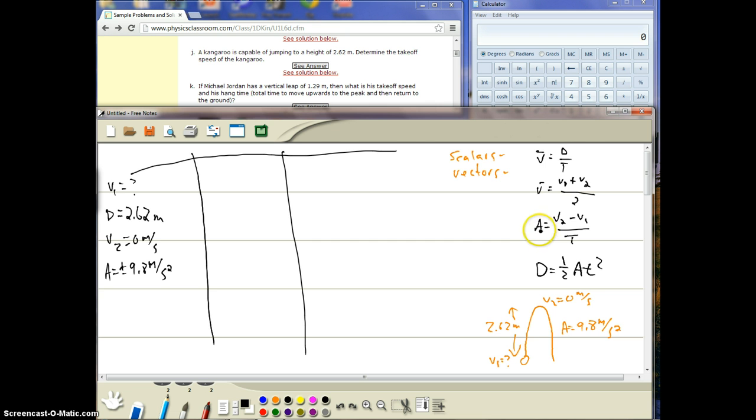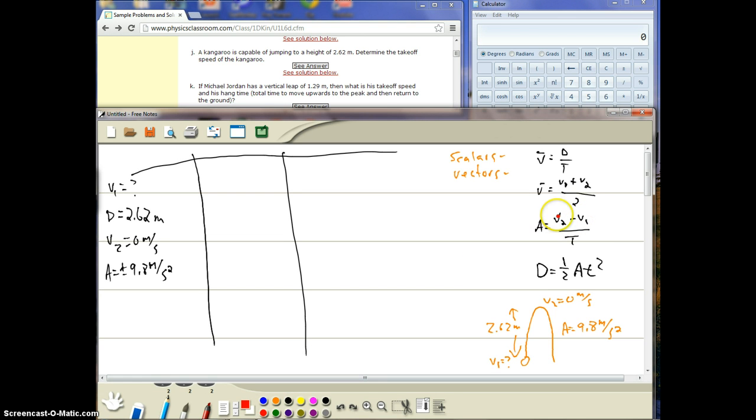Now this one right here I can use because I have an acceleration. I have a final velocity. There's my initial velocity that I'm looking for. This is the one that I'm looking for. I have this one, I have this one, but I need this one. So if I need this one, I'm going to find it here because I have the distance and acceleration.